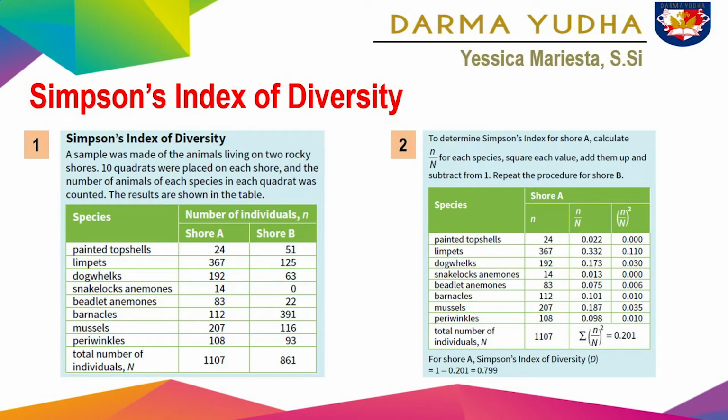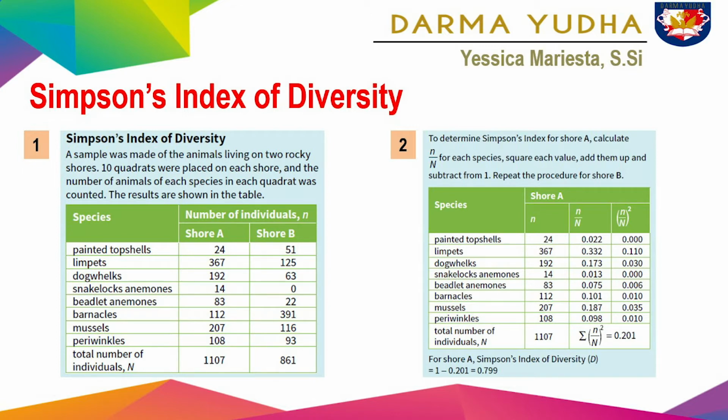To determine the Simpson index for shore A, calculate the lowercase n divided by the capital N for each species. Square its value, add them up, and subtract from 1. Okay, repeat the procedure for shore B. So for the table, the lowercase n divided by the capital N, you got the number 0.022.